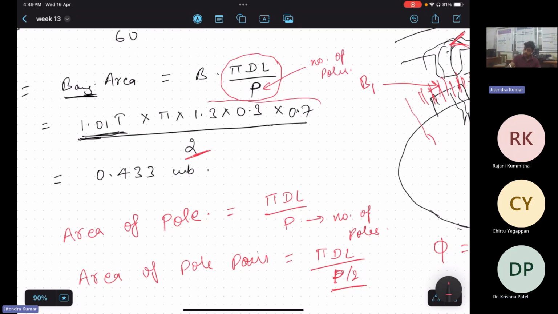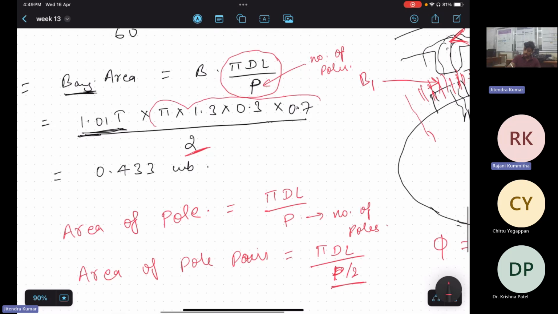Sir, you have given the area of the pole pair as 2P by 2. Sir, 2P will come, no? If it is a pole pair, it means two poles, so 2P. No, madam, it will be reduced. Suppose the number of poles is 6, so pole pairs are 3, and the area should increase according to the number of poles. Area will increase. So P by 2 means 2 will go in the numerator.